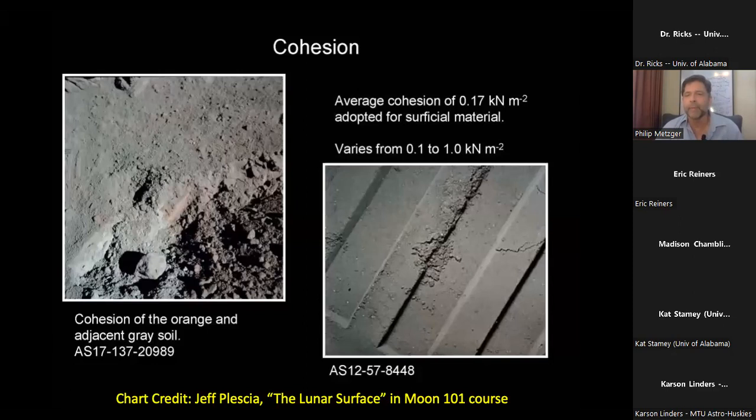Okay, so cohesion, there's a lot of cohesion in the soil. Between 0.1 and 1 kilonewton per square meter, or that's kilopascals. So between 100 and 1,000 pascals of cohesion, which is pretty significant. Beach sand has about 0.